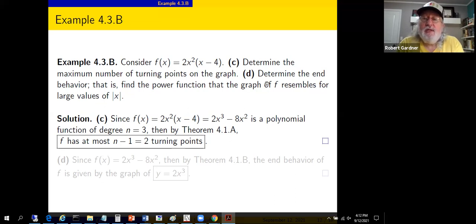Part D, they say determine the end behavior, that is, find the power function that the graph of f resembles for large values of x. Easy enough, that's just the leading term.